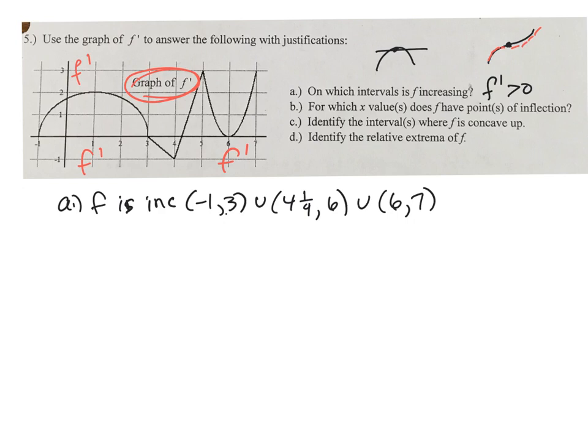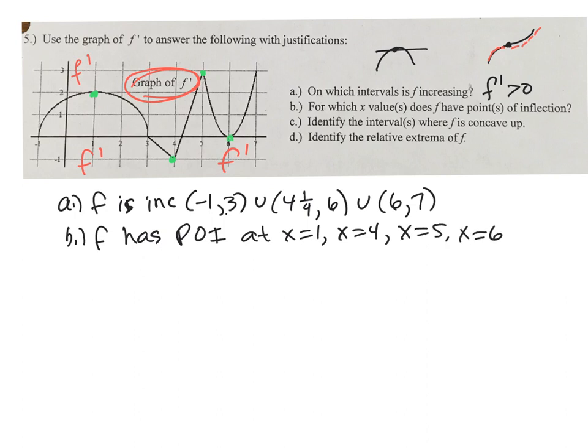Let's just kind of highlight. We have one here. We have an extremum here. We have one here, and we have one there. So it looks like there are 4 times where there's a change in concavity. So we're going to say in letter B, f has a point of inflection at all those extrema, at x equals 1, at x equals 4, at x equals 5, and at x equals 6, because that is where f prime changes from positive to negative, or vice versa.